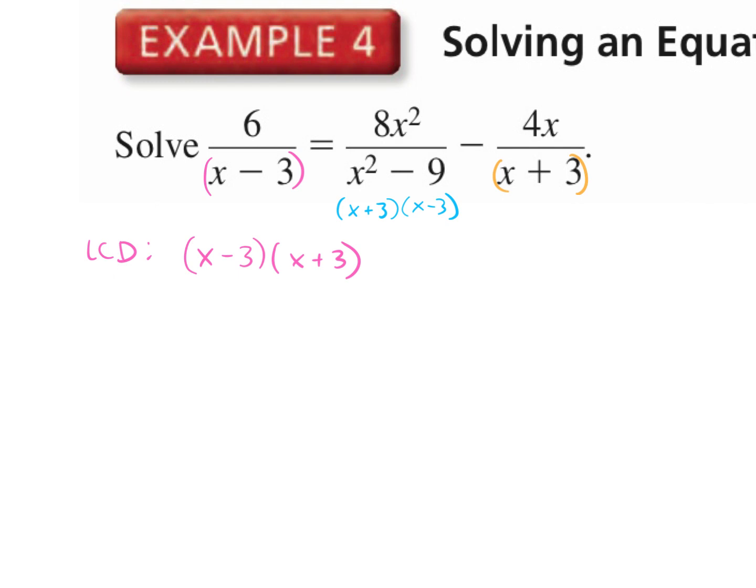Perfect. Because if I include this x minus 3, I don't have to include it here again, but I do have to include the x plus 3. But then I have another x plus 3, so I don't have to put that. So in my least common denominator, everything's accounted for there. What do I do next? Multiply by the missing factors. So what's missing from the first one? X plus 3, perfect.